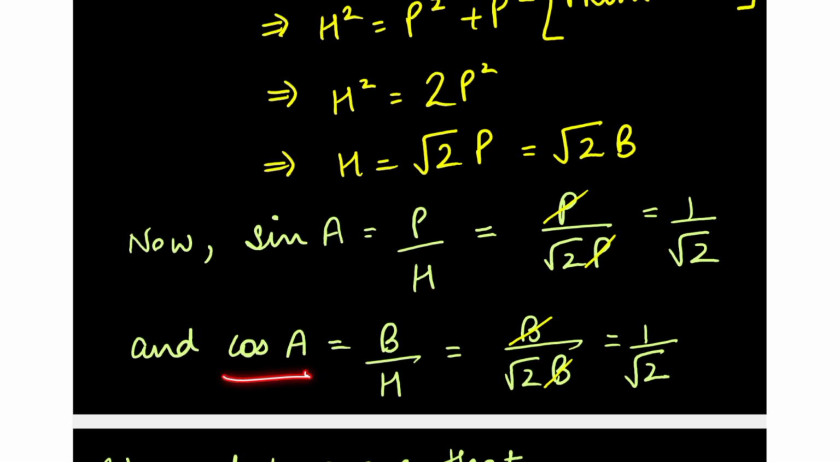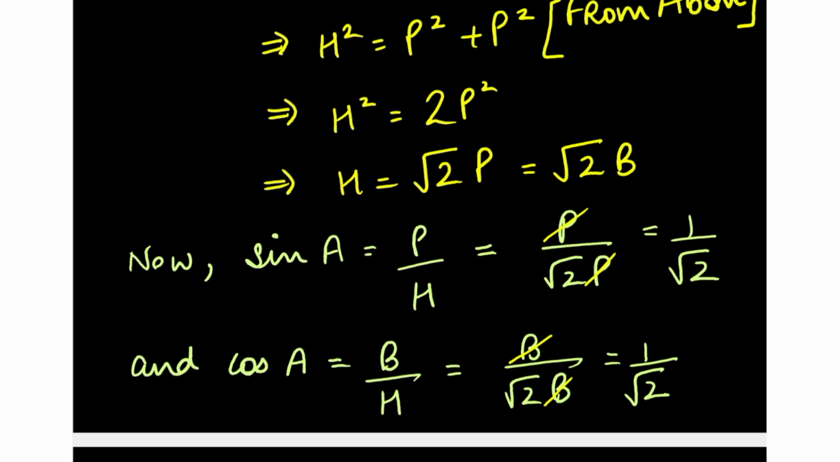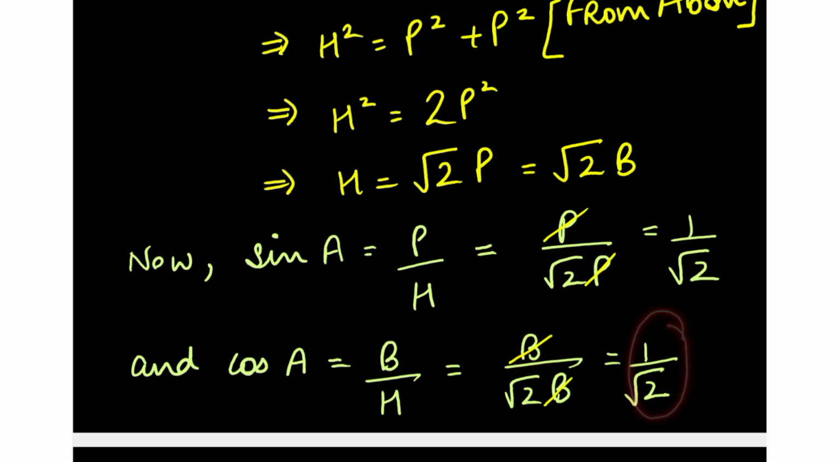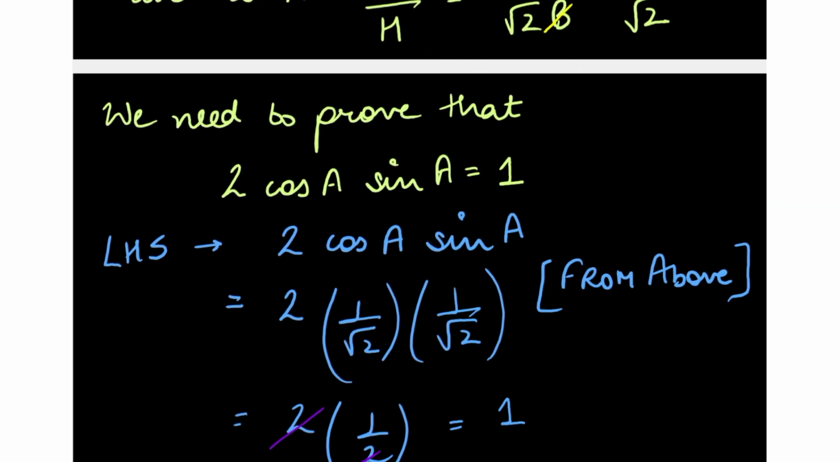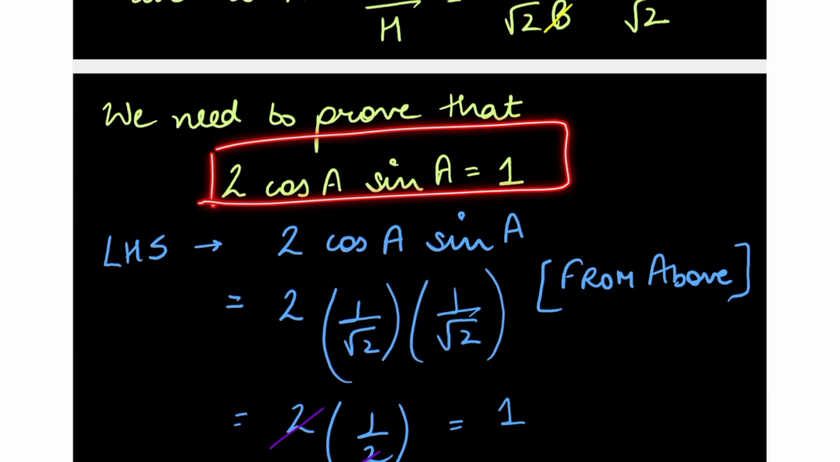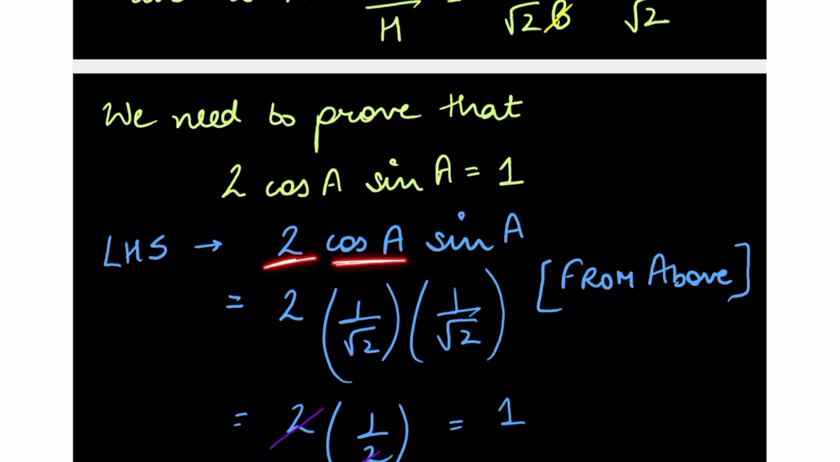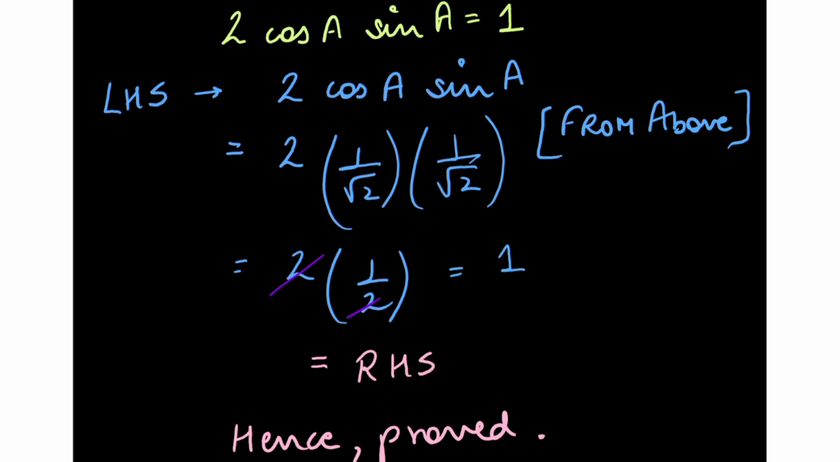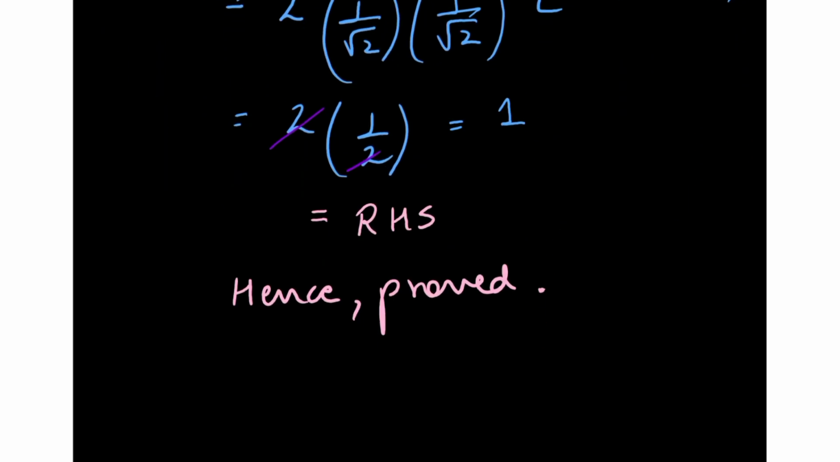Similarly, cosine A is base upon hypotenuse. This is the value of the hypotenuse in terms of base. So we can solve it and say that the cosine A value comes out to be 1 by root 2. Now, we need to prove that 2 cos A into sine A is equal to 1. Left hand side, let's put the value in the left hand side first. That is 2 into cosine A into sine A. So both the values are same, that is 1 by root 2. Putting this and solving, we get 1, which is equal to the right hand side that we need to prove. So it is hence proved.